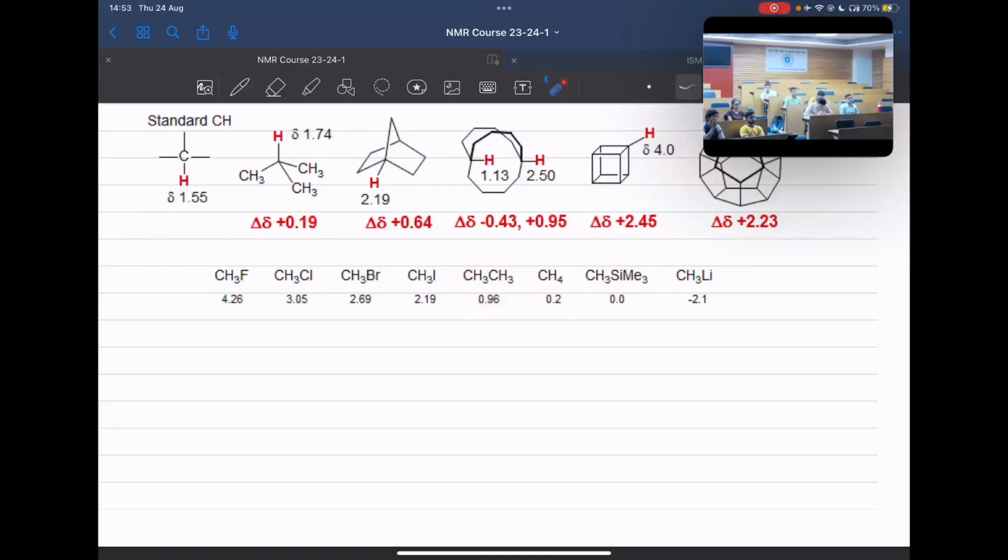Ethane, where two methyl groups are attached, goes downfield. Methyl iodide is at 2.2, methyl bromide is at 2.7, methyl chloride is at 3, and methyl fluoride is at 4.3. Nicely indicating how chemical shift indicates the changes in electronegativity that are present.